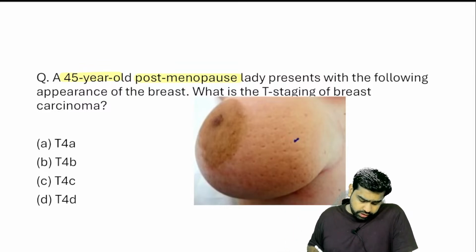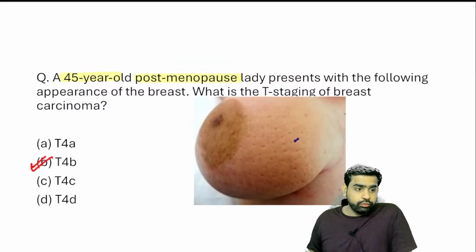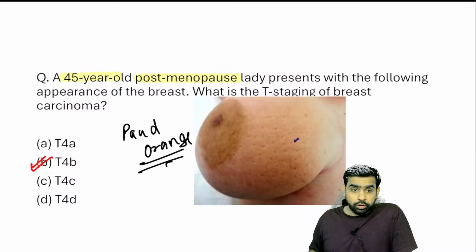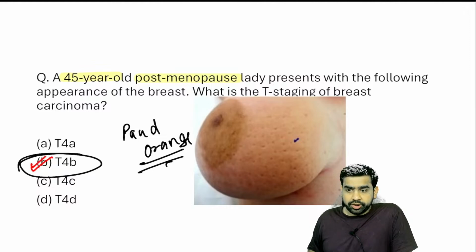So answer over here is T4B. Okay, what is this? There is a skin involvement. What you need to understand here is you have a Pau d'Orange, and that is why what you need to understand over here is the involvement of the skin, which is basically a T4B. Okay, so involvement of the skin, that is what is here, T4B. Okay, I hope you have understood.